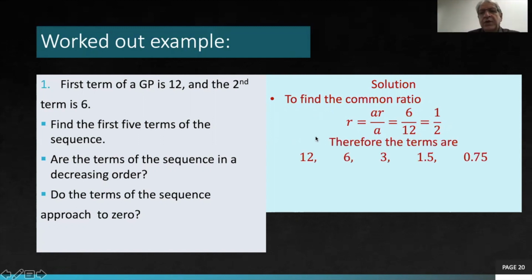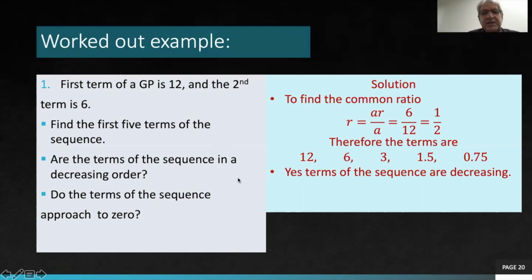Now, the first term is 12. Then the second term will be 6. And the third term, this multiplied by half, will be 3. Again, if I multiply this by half, I'm going to get 1.5. Again, multiplied by half, I'm going to get 0.75. You can see the terms of the sequence are decreasing. Therefore, the answer for the next question is yes, the terms of the sequence are decreasing.